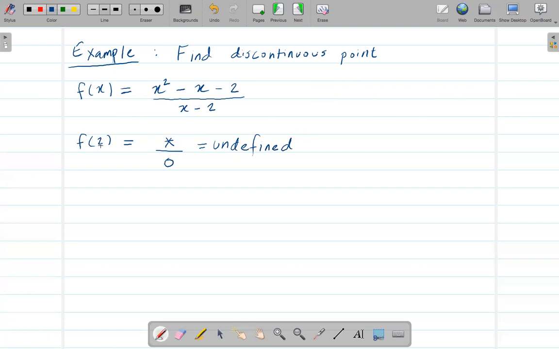Right, so that means when x is 2, it is undefined, right? So f is discontinuous at x equals 2. But is there any way we can make this continuous?